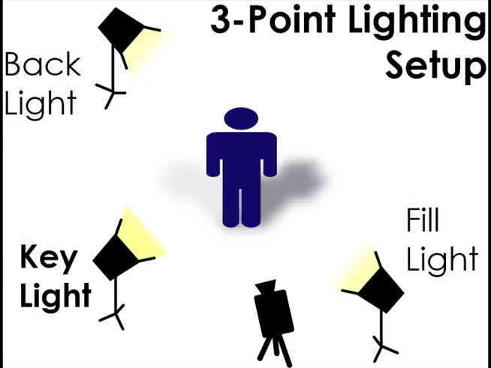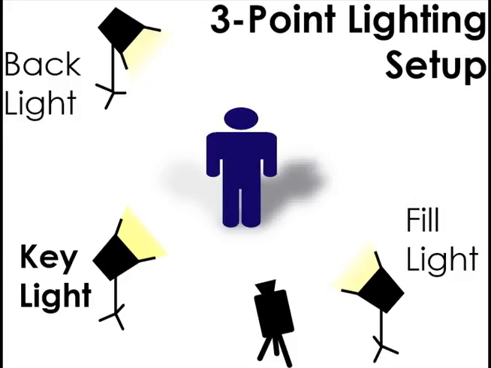The key light is the main light. It is usually the strongest and has the most influence on the look of the scene. It is placed to one side of the camera, or the subject, so that this side is well lit and the other side has some shadow.